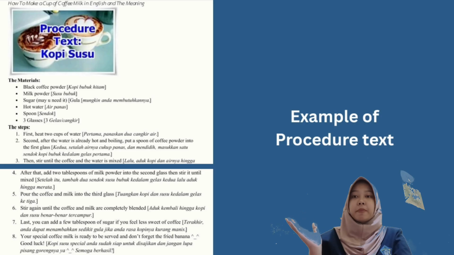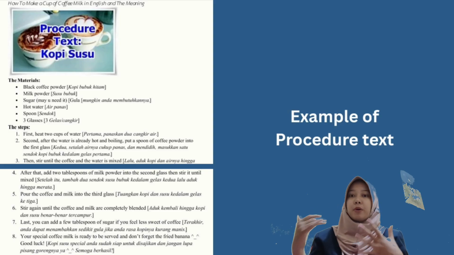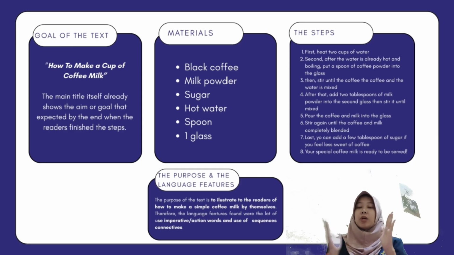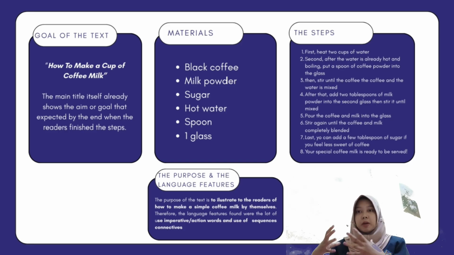This is the example of procedure text I chose, which is how to make your own milk coffee by yourself. Now you can see the mind map. So the first section in my mind map is the goal of the text, because this is one of the structures of procedure text. The goal of the text is the title itself, which is how to make a cup of coffee milk. So this goal is expected to be achieved by the end, when the reader finishes all the steps.